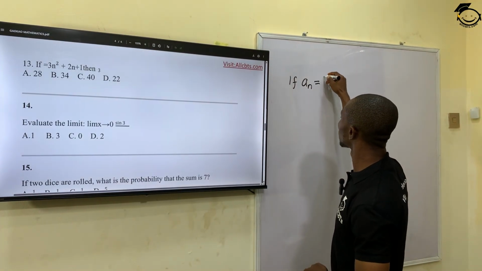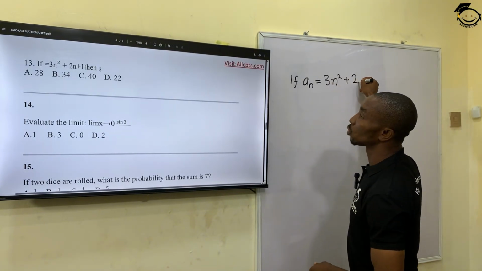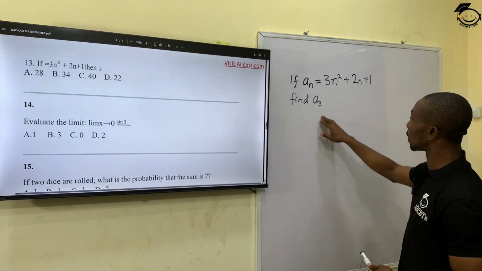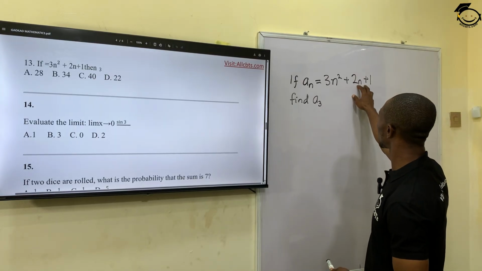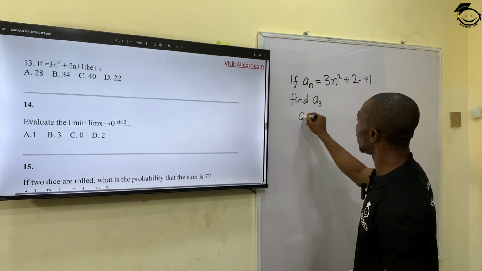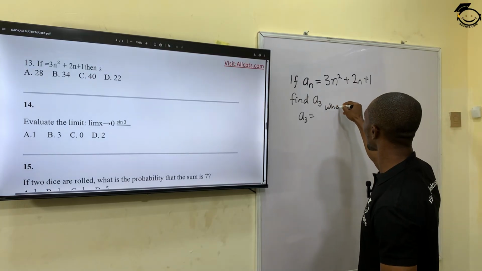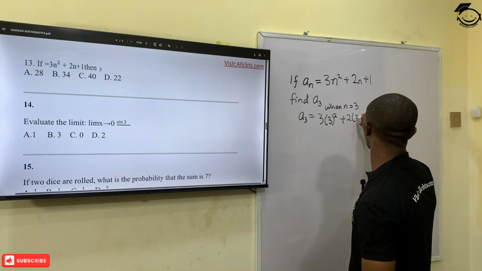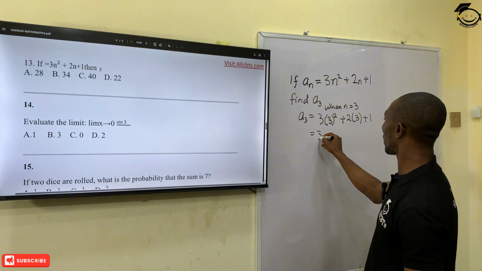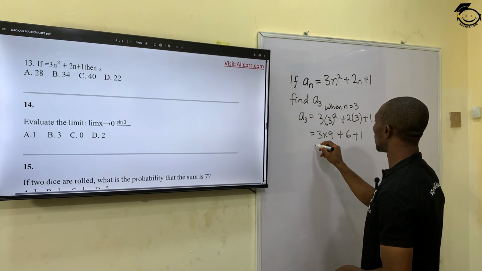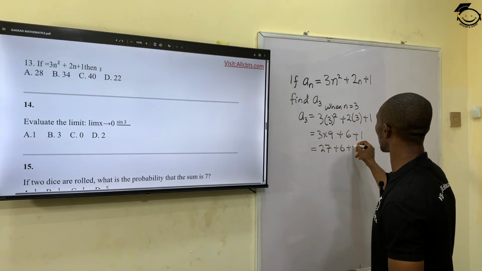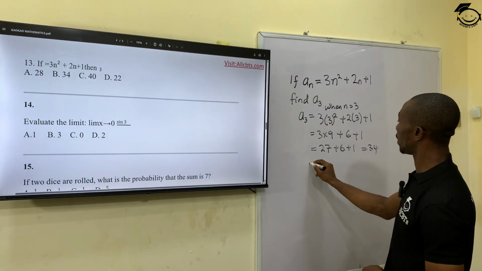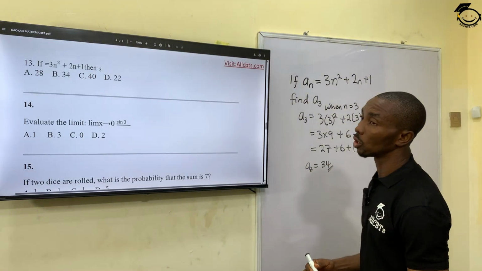If a subscript n equals 3n squared plus 2n plus 1, find a subscript 3. This simply means that when n is 3, we should substitute and find the value. So when n equals 3, this becomes 3(3 squared) plus 2(3) plus 1. This gives us 3 times 9 plus 6 plus 1, and 3 times 9 is 27, plus 6 gives 33, plus 1 gives 34. So our a3 would be 34, which is option B.